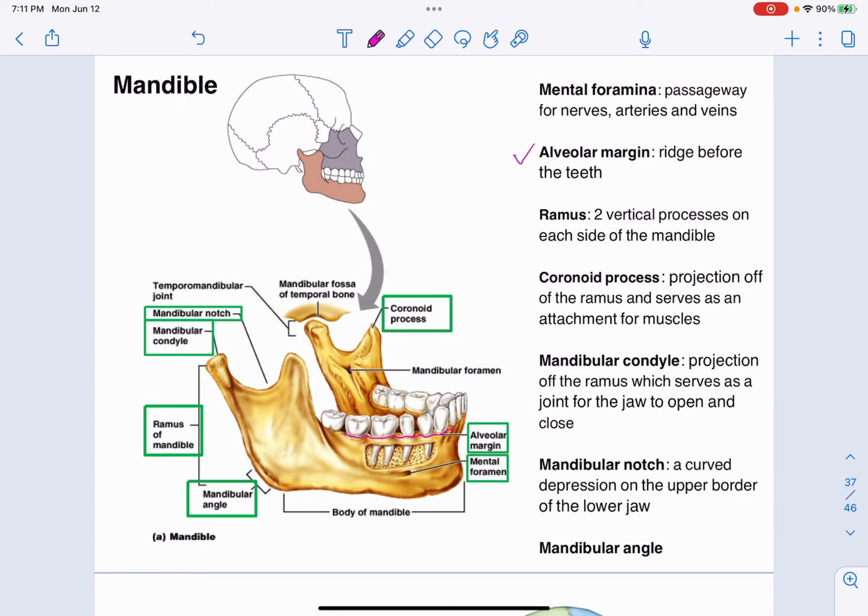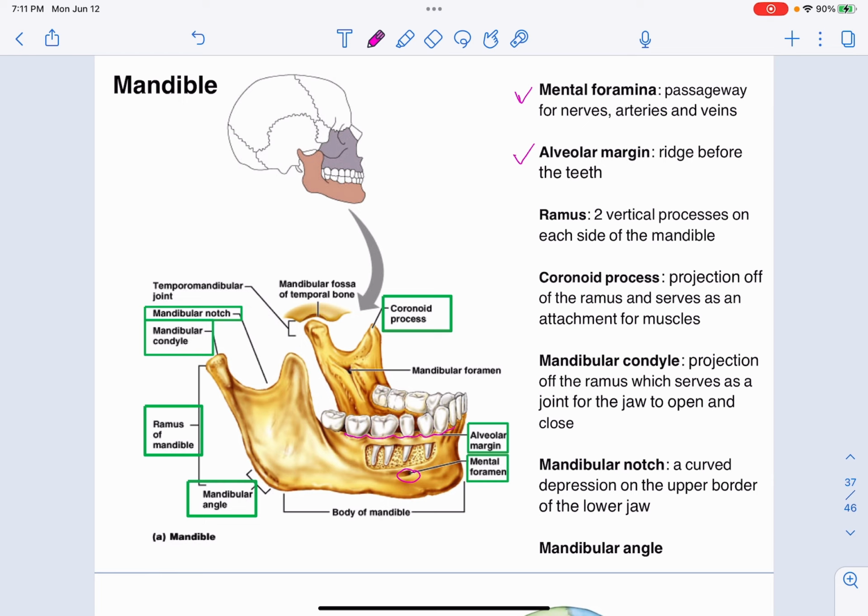There is a hole located on both sides of the mandible called the mental foramen. This is a passageway for nerves as well, and arteries and veins. Lots of times if you're getting dental work done, they will target this nerve so that you don't have sensation when they're filling a cavity, let's say.